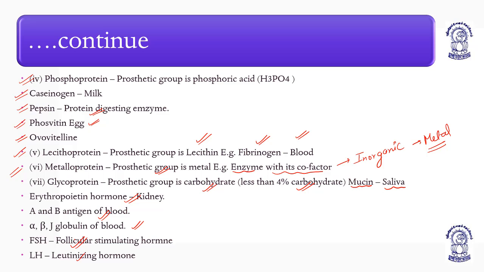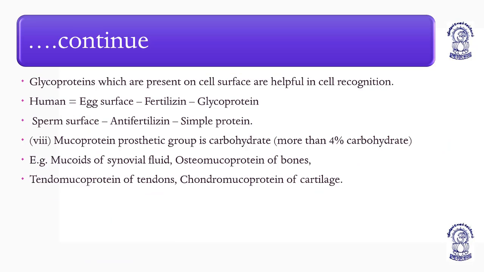FSH, follicle stimulating hormone, is a glycoprotein. Luteinizing hormone, LH, is also a glycoprotein. And now we are going to discuss the next category.